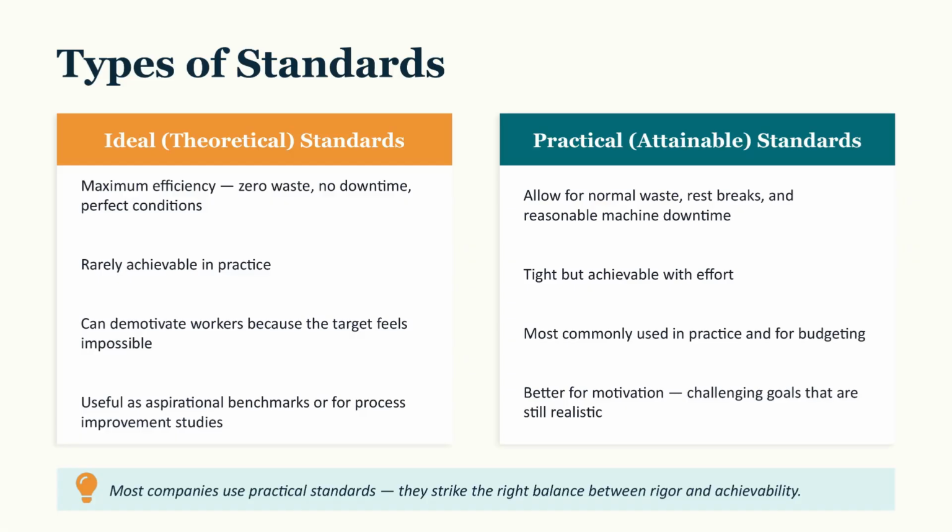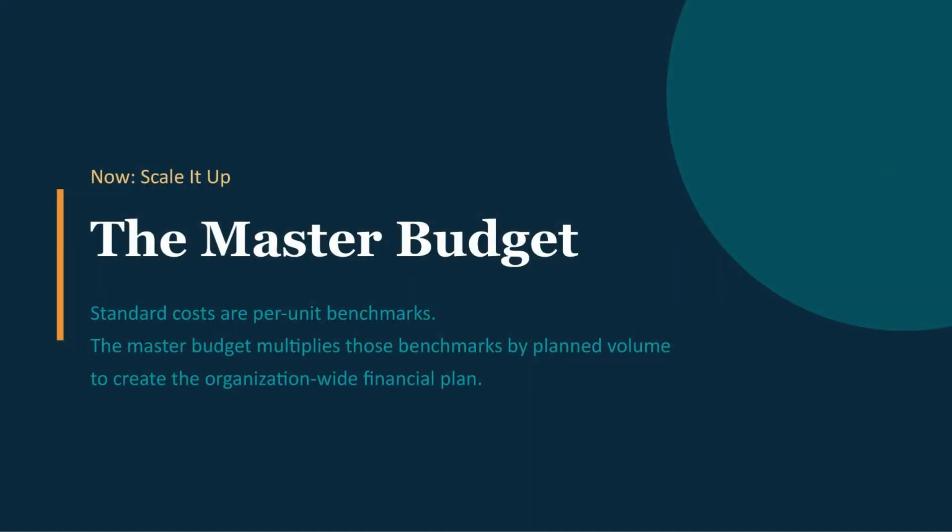Now, having established per-unit benchmarks, let's scale them up to the entire organization. Standards serve as per-unit building blocks, defining the cost for one snowboard, one widget, or one service hour. The master budget multiplies these unit benchmarks by planned volume to form an organization-wide financial plan. In essence, standards answer what one unit should cost while the budget reveals the total annual cost. Every budget component builds on these fundamentals. Notice the link when you see standard price multiplied by budgeted production measures for clarity.